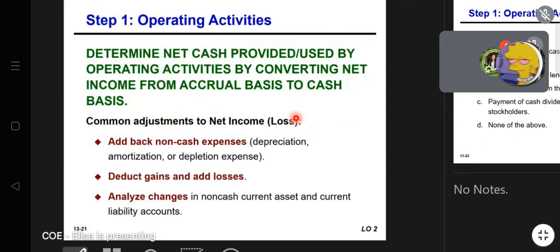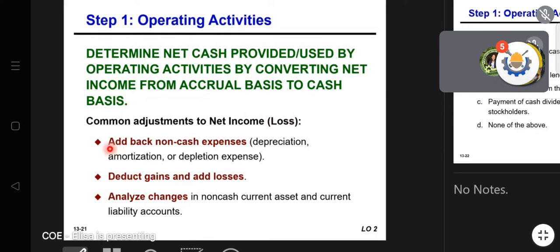Okay. So these are the steps, no? Step 1 is determine net cash provided used by operating activities by converting net income from accrual basis. Ngunit akong giingon kanina. From accrual basis to cash basis. So these are the method that we will be doing. These are the common adjustments to net income or loss.